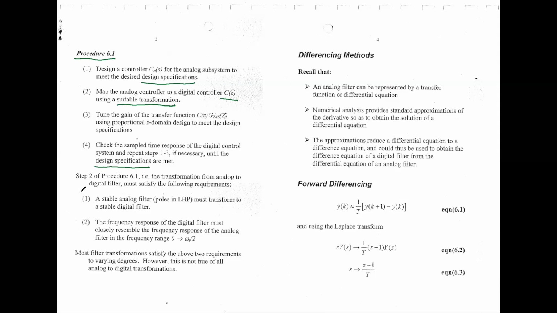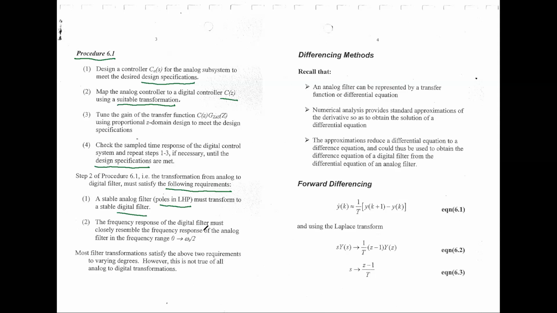Now, step two of procedure 6.1, that is the transformation from analog to digital filter, must satisfy the following requirements. The requirements are: a stable analog filter, that is, poles in the left-hand plane of the S-plane, must transform to a stable digital filter. That means the poles in the left-hand plane of the S-plane, the real and imaginary plane, must fall inside the unit circle in the Z-plane. So that's what it means.